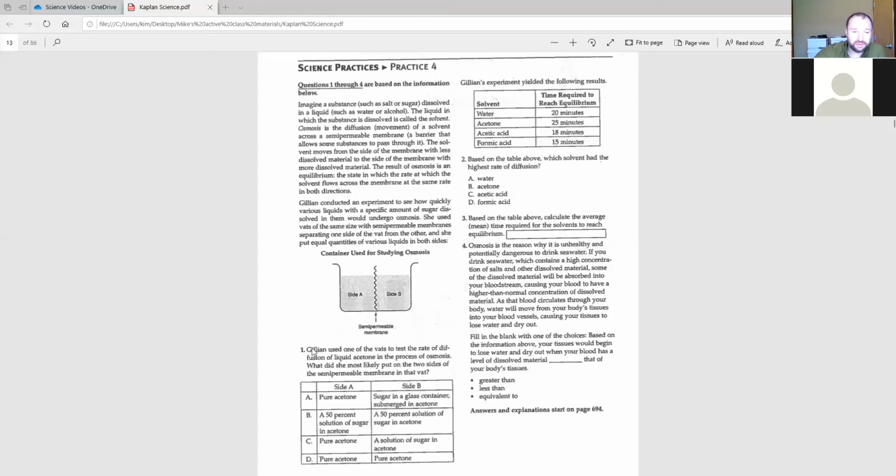So the first question says, Jillian used one of the vats to test the rate of diffusion of liquid acetone in the process of osmosis.